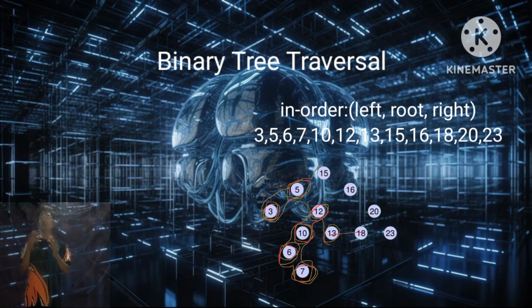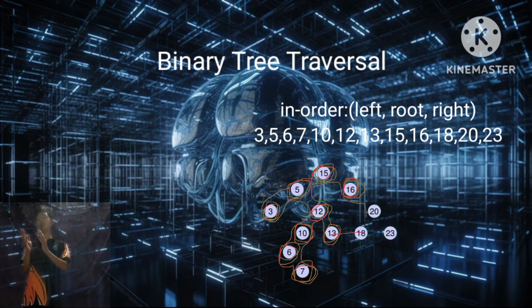So we will print the 13, and then we will go back to 12. 12 is printed, and then we will go to 5, printed, and then we will go back to 15, and then we will go back to 6. We will go to 16. So we will print the 16, and then we will go to 20.